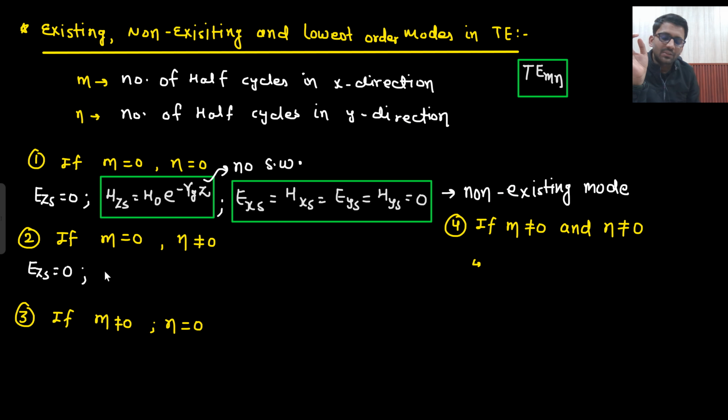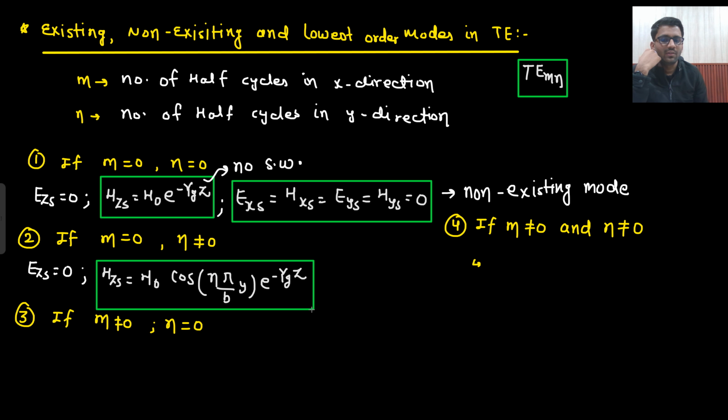So what will be the HZS expression you will be getting? HZS will be equals to H0, the cos term will be gone, the x term will be gone, and then the y term will be there, e to the power minus gamma g z. So this is your HZS. So certainly there is standing wave. So HZS has no issue. If there is standing wave, then certainly your wave can propagate in Z direction. So just by looking at this expression, you can say that this is an existing mode. You do not need to care about EX, HX, EY, HY. But let's see what we get.